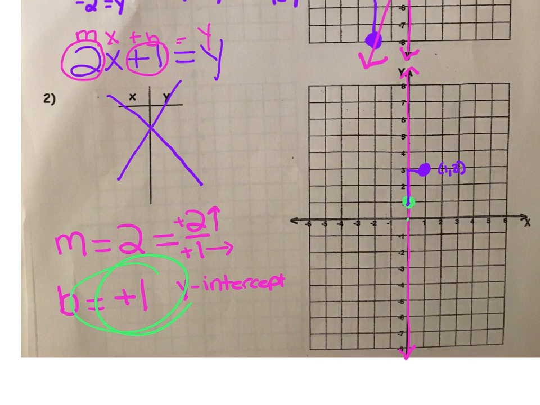That's a solution to this particular equation. Let's do it again. Up 2, over 1, make another solid dot at (2, 5). That's another solution to this equation. And we've got room for one more. Up 2, over 1, make a nice solid dot at (3, 7).